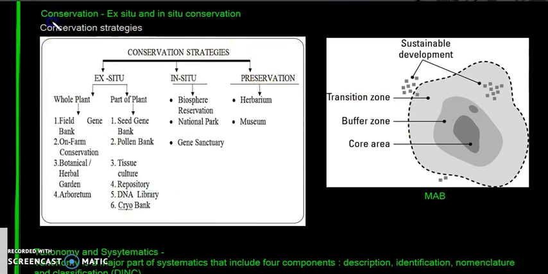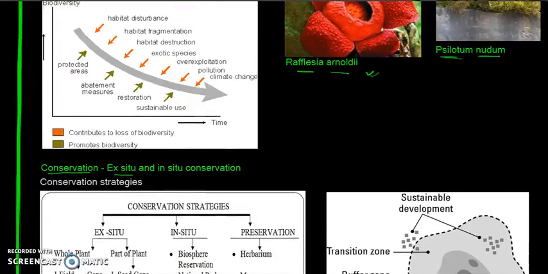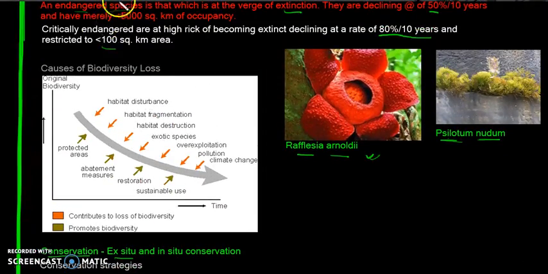As far as biodiversity conservation is concerned, let us see what the reasons are for this biodiversity loss, why these species are becoming endangered. We will see that there are several factors, all of them related to human beings. Habitat disturbance is the main reason. The habitat where the organisms survive is disturbed because of infrastructure development, which is the main reason for their becoming extinct or endangered.